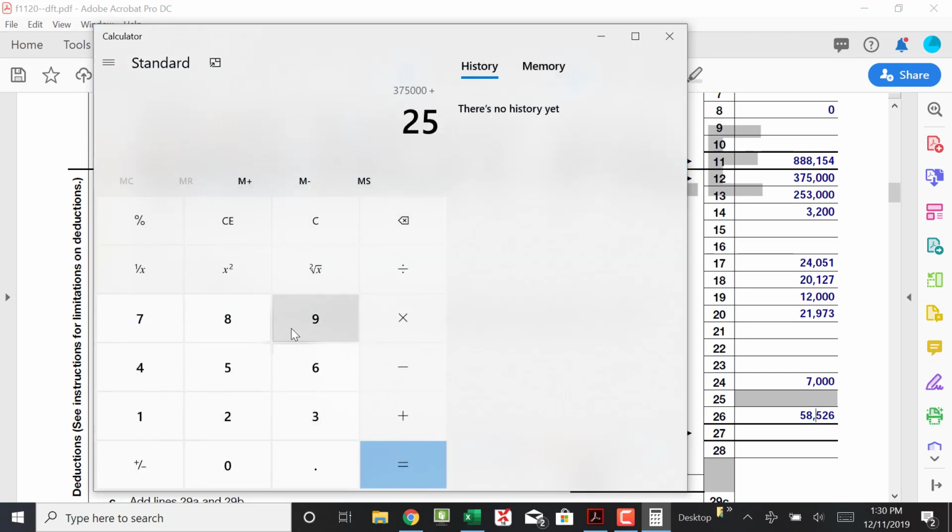$375,000, $253,000, $3,200, $24,051, $21,27, and $1,973. $774,877.